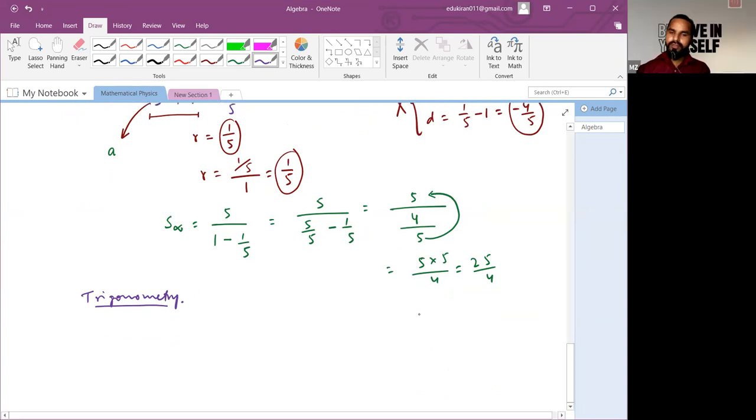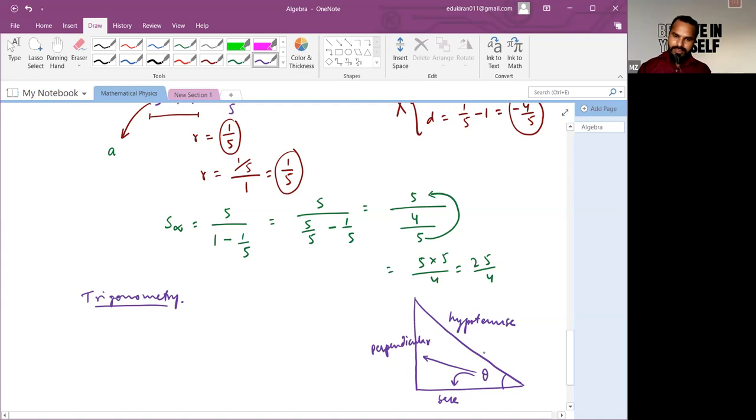Let's say you have a right angle triangle with perpendicular, hypotenuse, and base, for which we have angle theta. Opposite to this particular angle, this side would be called the perpendicular, and adjacent to this theta, we call it the base, and the longest side of this triangle would be called the hypotenuse.